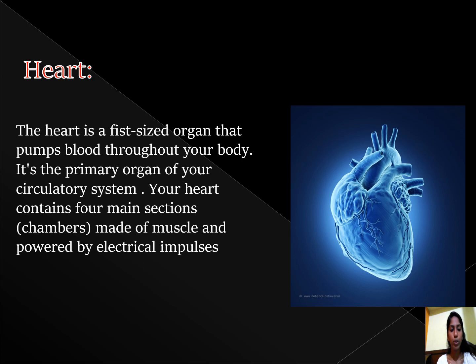Heart contains four main sections called chambers, made up of muscles and powered by electrical impulses. In humans, the pumped blood carries oxygen and nutrients to the body, while carrying metabolic waste such as carbon dioxide to the lungs. The heart is located between the lungs in the middle compartment of the chest called the mediastinum.